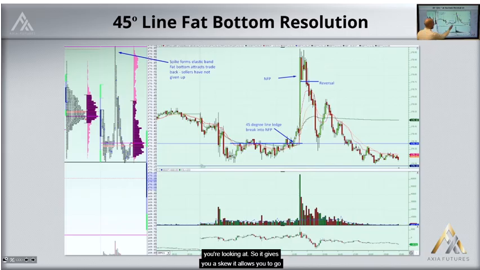So it gives you a skew. It allows you to go into this thinking this is not a market that is generating enough sellers to keep on going, therefore I'm in a situation where I can be comfortable to try and play this to the upside. Would you play it to the upside into non-farm payrolls? Realistically, probably not. You're going to have to be looking at this going into the data thinking if I get anything that gives me an indication to the upside, I'm happy to go for that.